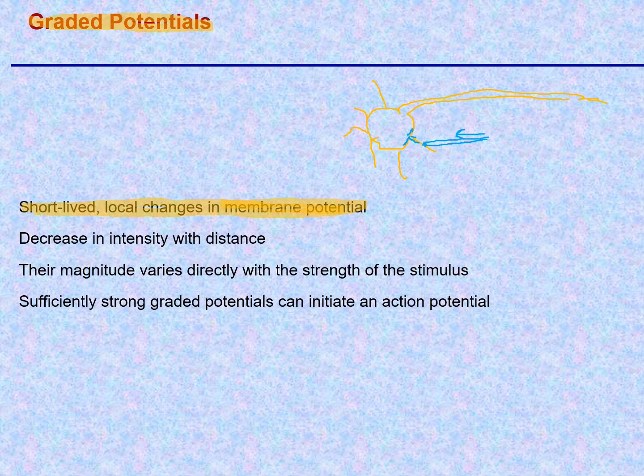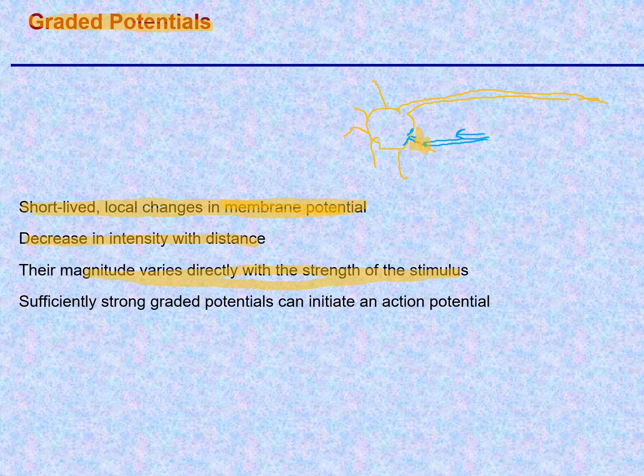That graded potential will decrease as you move away in distance from the origin of the signal in here. As you go along the membrane on the inside of the cell that receives the signal, you'll see that it's decreasing in intensity as distance increases, moving away from it. The magnitude of the graded potential varies directly with the strength of the stimulus in this case.